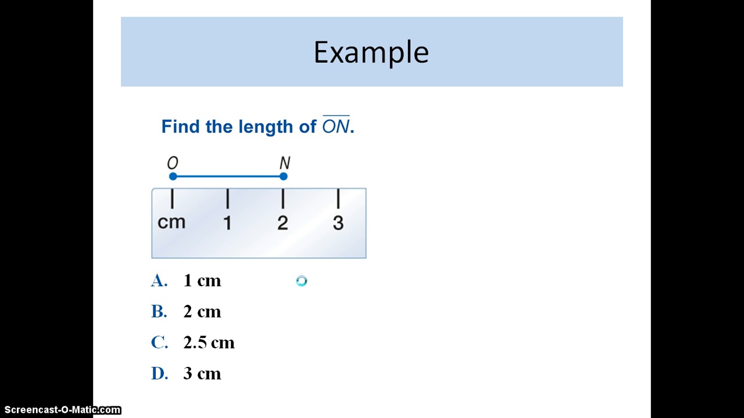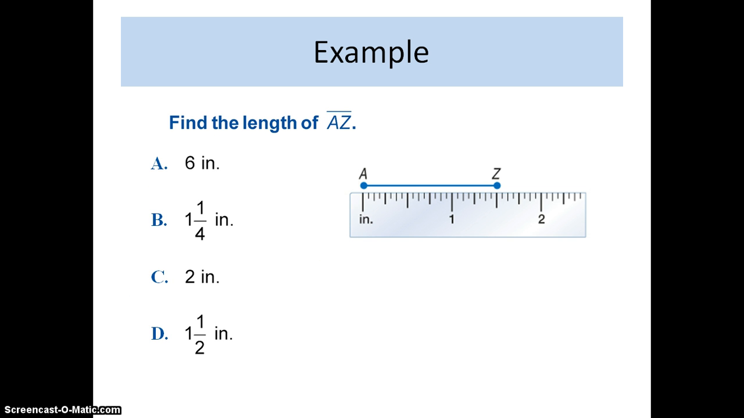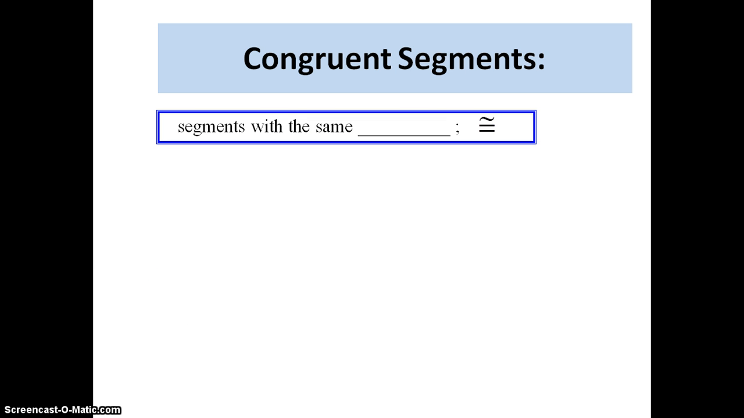Find the length of ON. Well, this is in centimeters. I can see that it's 2 centimeters, and 2 centimeters is an option, so that's my answer. Find the length of AZ. This is in inches. It's 1 inch, and then another half. So it's 1 1/2 inches. So the measuring should be something you've done before. I just wanted to jog your memory on how to find the measurement of segments.